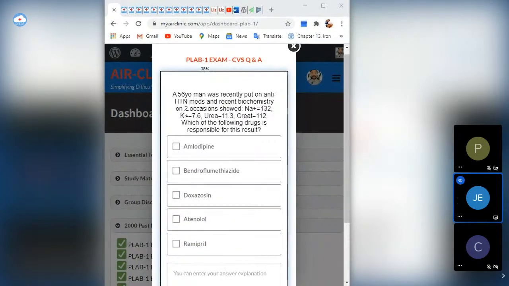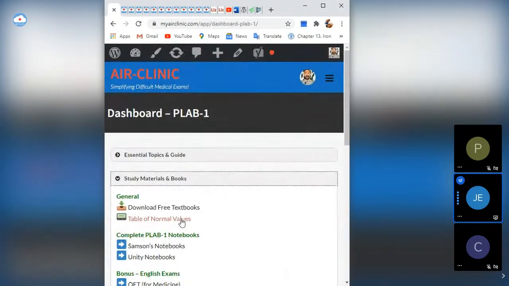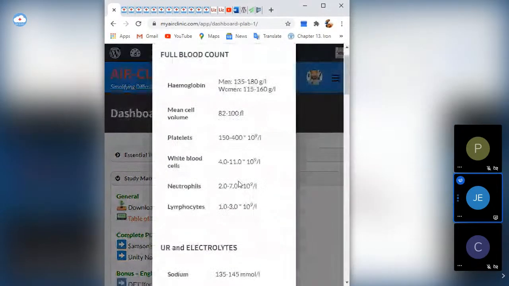First of all, you have to interpret these results and determine the normal ranges, which one is normal and which one is abnormal. Before we proceed, let me show you something you probably don't know is here: the table of normal values. If you're using the app and you get a question and you're in doubt, you can't remember the values, just go down to the table of normal values, open it up and help yourself out.